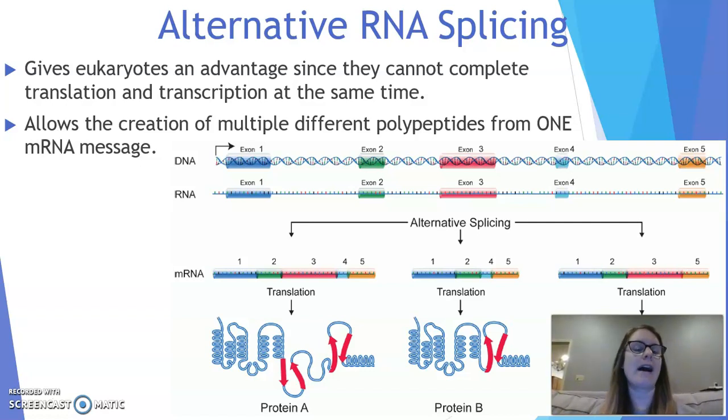But in prokaryotes, they don't have that problem. Transcription and translation can occur at the exact same time because they don't have a nucleus to get through. So for eukaryotes, this alternative RNA splicing helps them make a lot of different polypeptides or proteins from one mRNA sequence, because it can just pick and choose which exons it wants to include and which ones it doesn't want to include. So hopefully if you didn't understand it in the last video, now that you've had time to sleep on it, this one will make more sense.